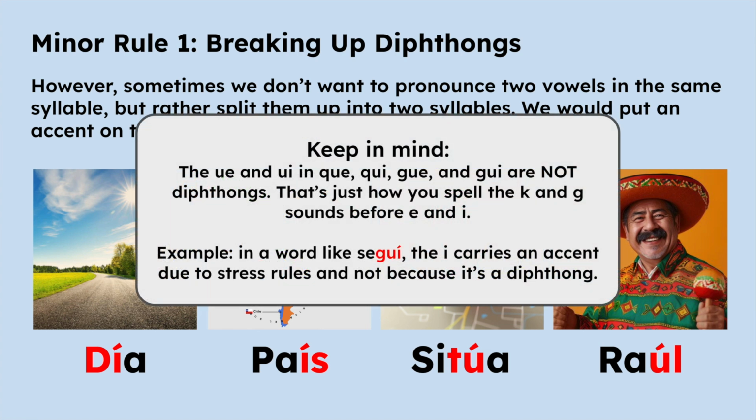Now keep in mind that the UE and UI in que, qui, gue, and gui are not diphthongs. That's just how you spell the K and G sounds before the E and I. So in a word like sigui, the I has an accent because of stress rules, because it ends with a vowel and it doesn't have the stress on the second to last syllable. So that's why I put the accent on the I, and not because it's a diphthong.